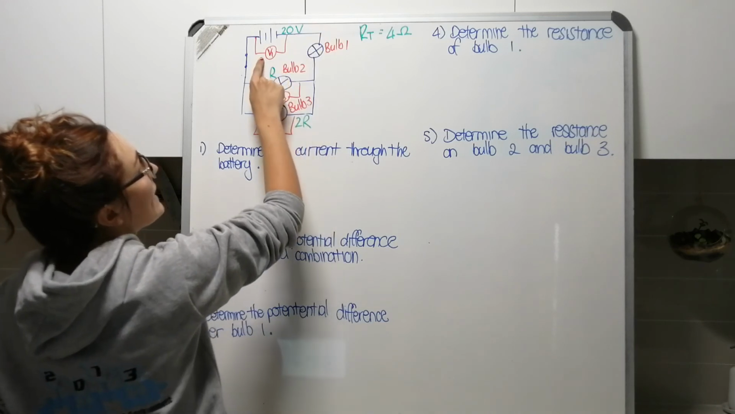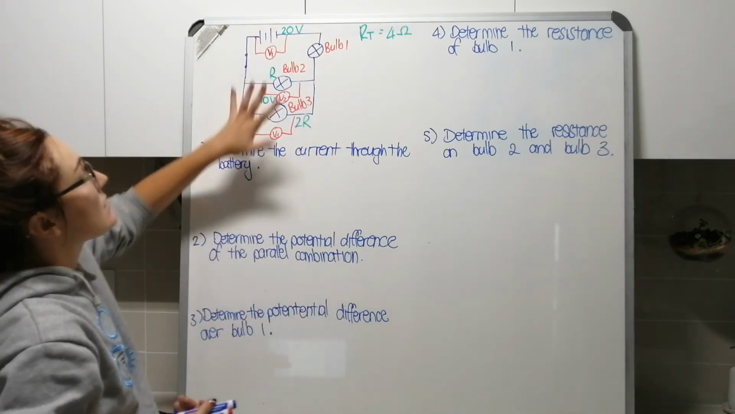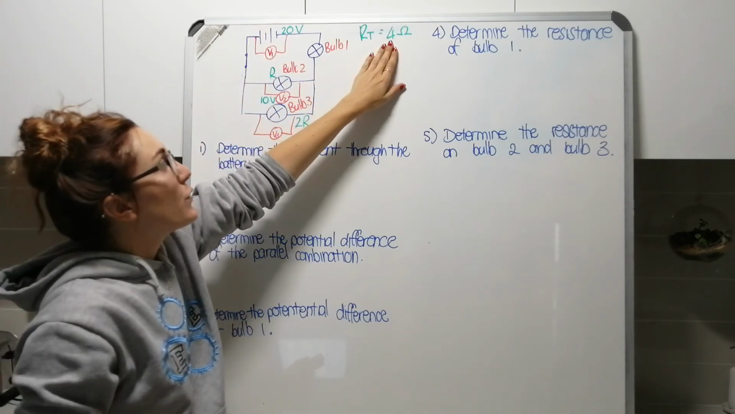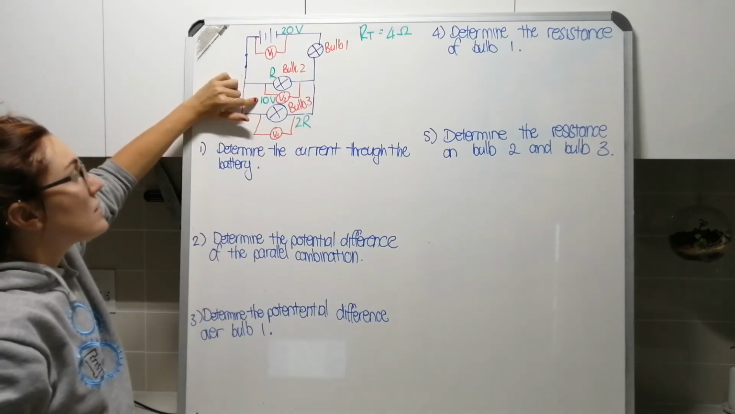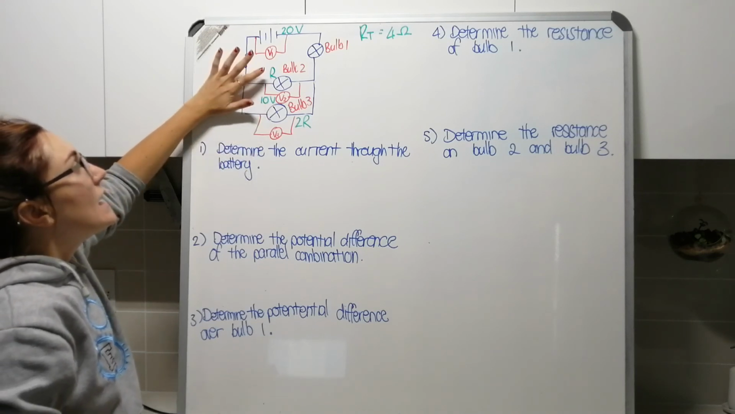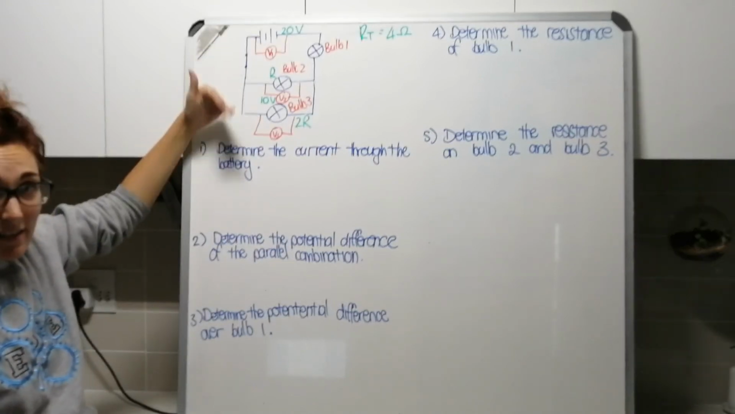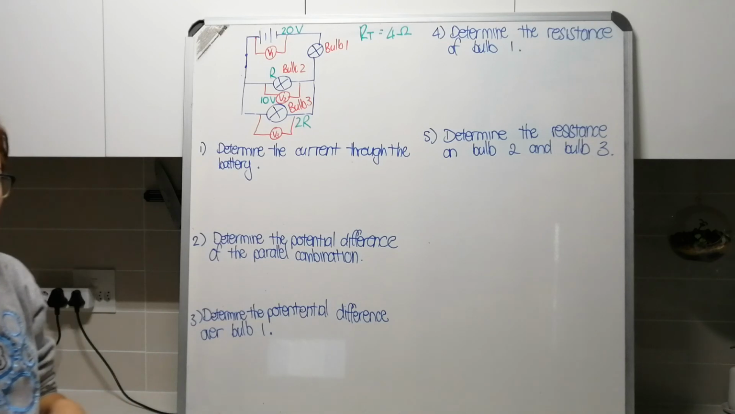They've told us that the reading on V1, or the terminal potential difference for this circuit, is 20 volts. They told us that the total resistance is 4 ohms. They told us that the reading on V2 is 10 volts. And they've told us that the resistance of bulb 2 and bulb 3 is R and 2R respectively. So we don't know what the resistance is, but we know that the resistance of bulb 3 is twice that of bulb 2. Then question 1 says to determine the current through the battery.